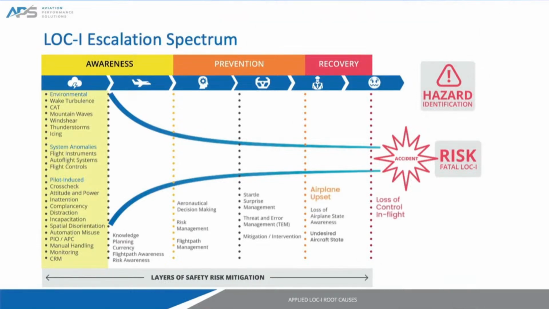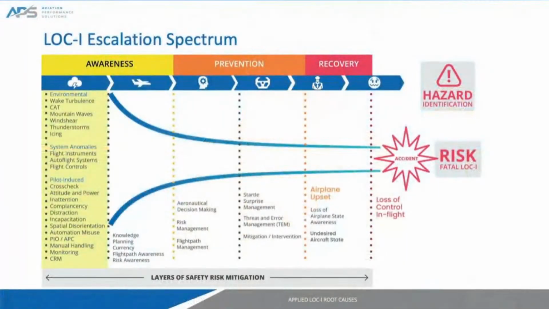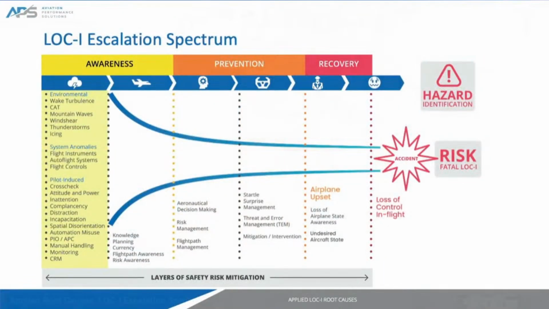You're going to see some of these names that look very familiar. Of course, under awareness, planning, deciding not to go on a flight may be the very mitigation that you need given what the hazards are that you're concerned about facing. Your currency, your flight path awareness, your risk awareness. Under prevention, we can see aeronautical decision-making, risk management, flight path management. Now, a lot of these go across different layers. The point is to show you that the industry has a tremendous amount of these layers in place already. As we go into the second order prevention, we can see startle surprise management, and that's a big deal.